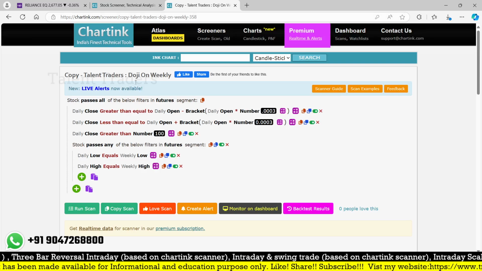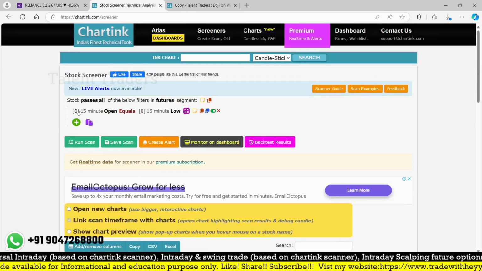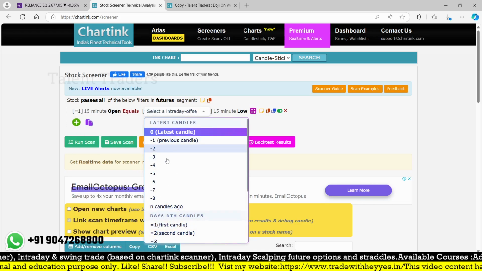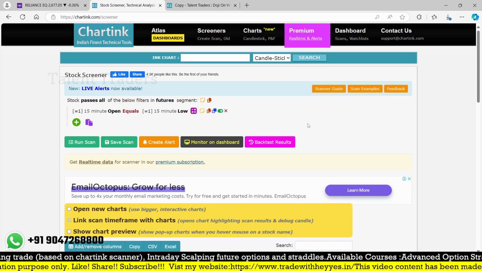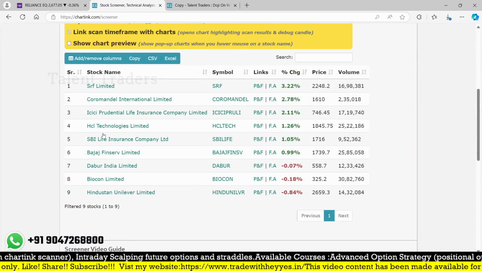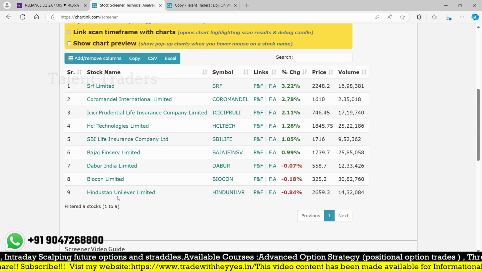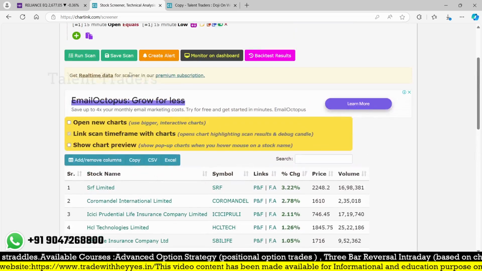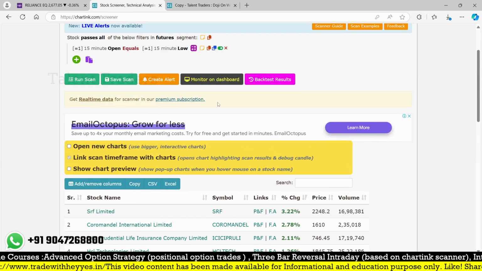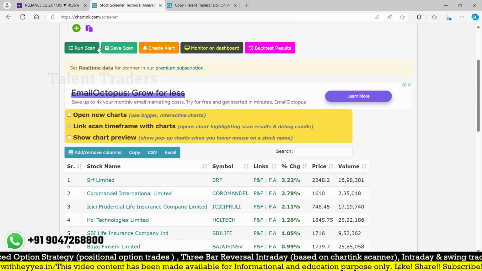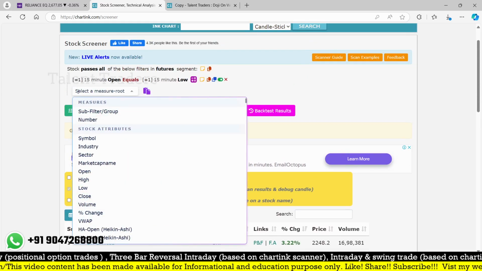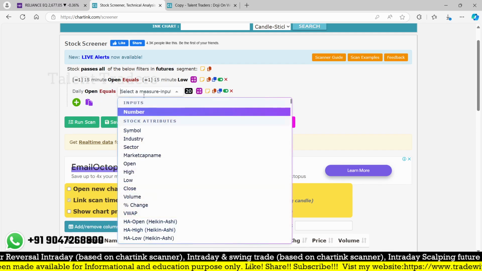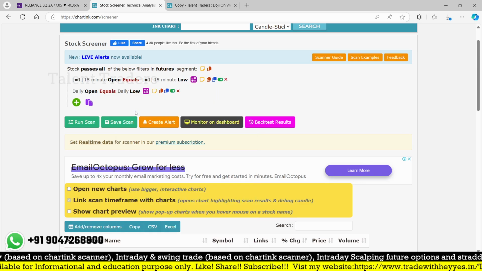But if I fix it on the first candle as a low, it will never change. The last 15-minute candle changes every 15 minutes, but if I fix the candle number, it never changes. So first we saw almost 8 stocks on the daily, but if I use the first 15 minutes, it shows 9 stocks. Which one is the stock we have to find out? That is the open equals low repaint condition.